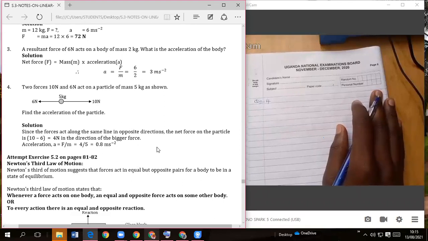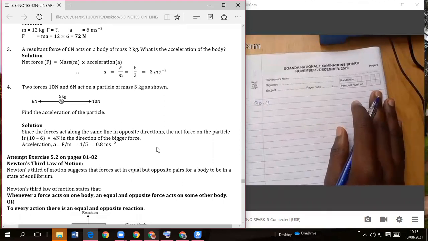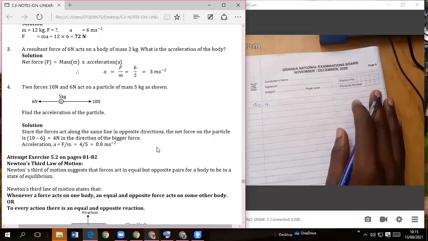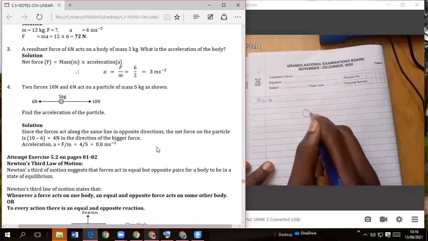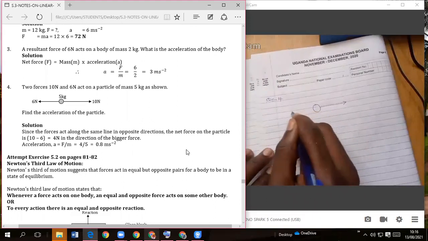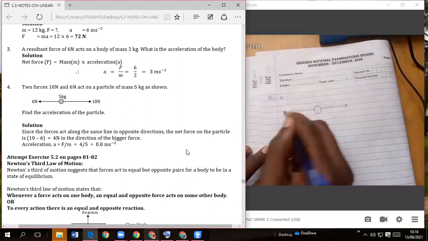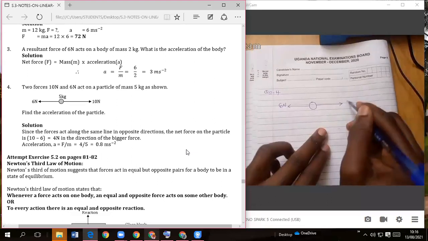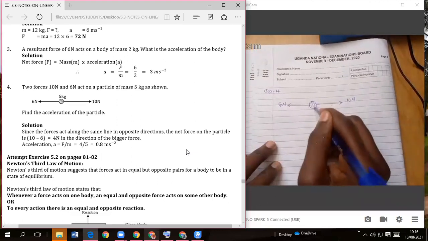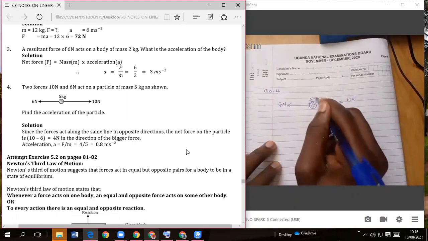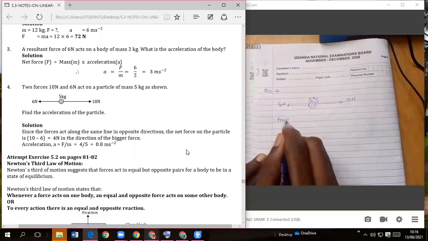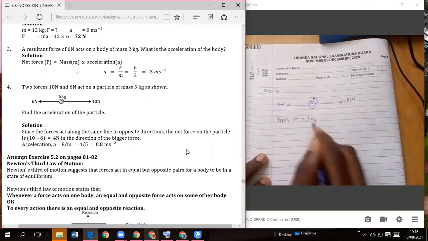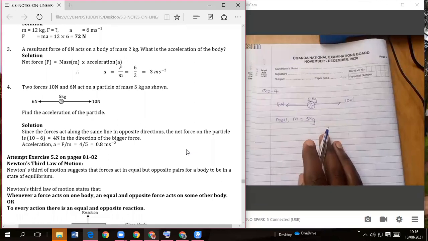Now, in number 4, we have two forces acting on a body or on a particle, but they're acting in opposite directions. Right? We have this one here, then we have another one there. So this is 6 Newton. This one is 10 Newton. The body is there. Mass M is 5 kilograms. Now they want us to find the acceleration.